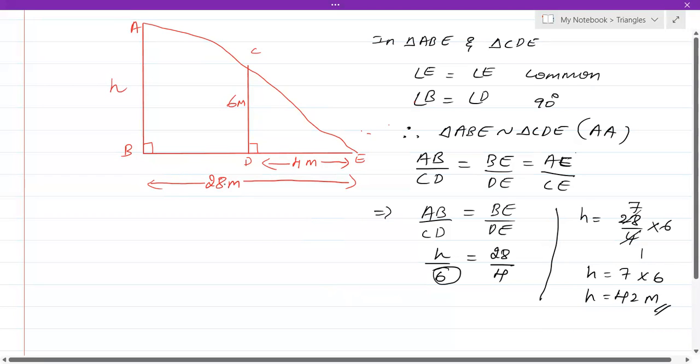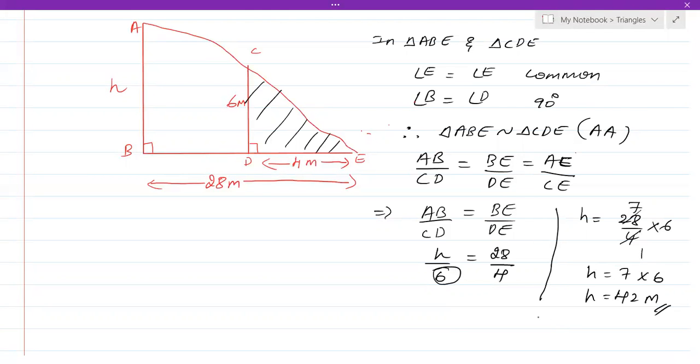So here, what we have used is the similarity of triangles. We proved the two triangles are similar. That is this triangle, I'll shade it CDE, this triangle, and the entire triangle ABE. We proved it using AA criteria. Once they are similar, we have used the property. Okay. Let's get on to the last question of this exercise.